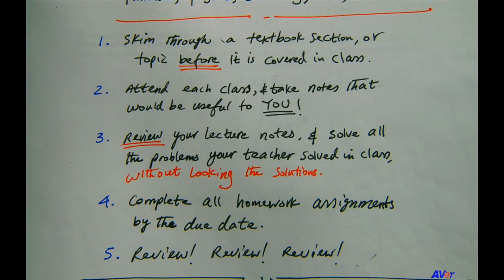Before we get into the details of that, I'd like to remind you to please skim through this section 5.2, take 30 minutes or 45 minutes max to read through the section, and then attend the class and watch this video and take notes of anything that might be important to you or any questions that you might have. Then review your lecture notes and then go back to the solved examples in your book and solve those problems on your own without looking at the solutions given in the book. Only after you're done, compare your solutions with the ones in your book.